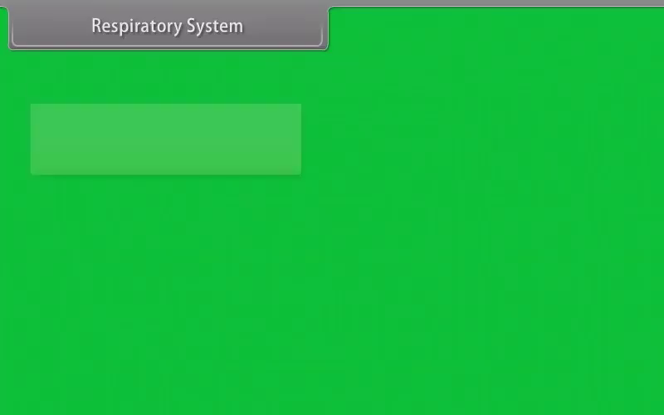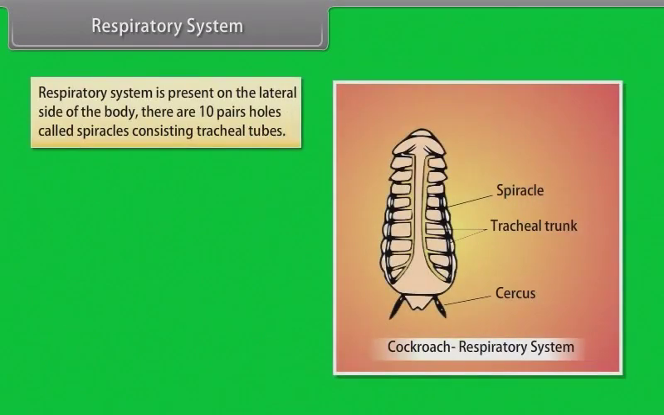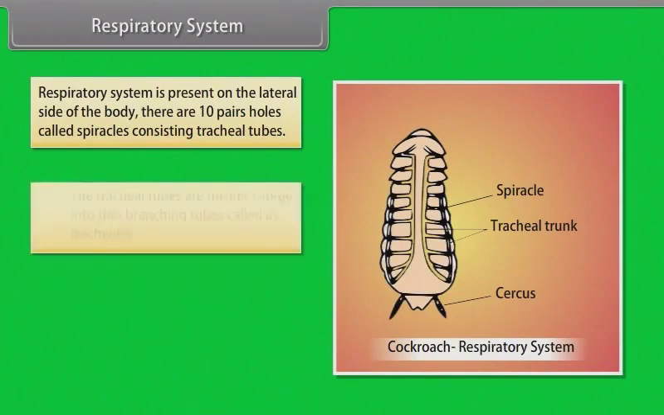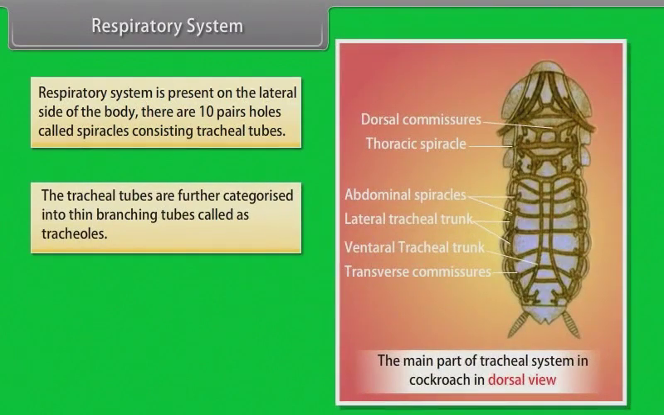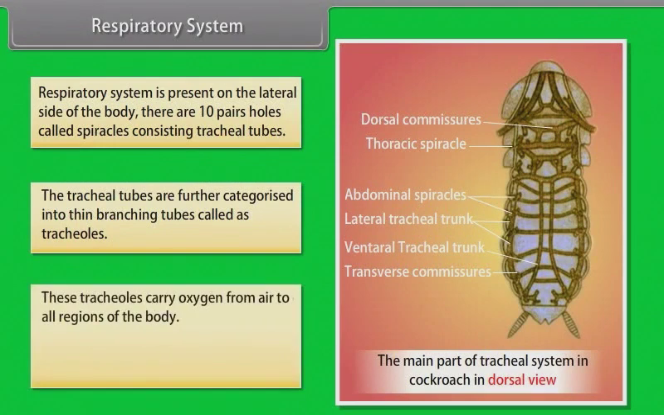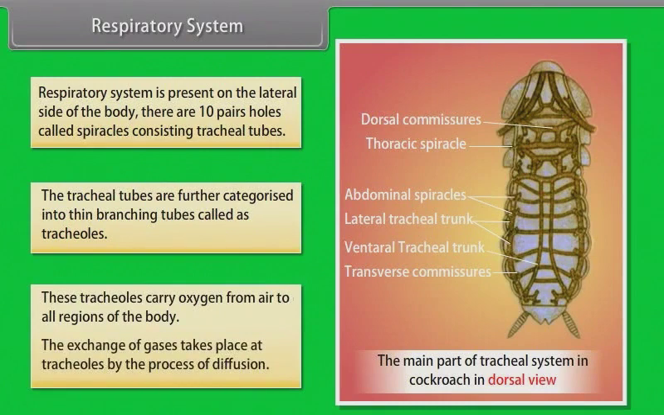Respiratory system. The respiratory system is present on the lateral side of the body. There are 10 pairs of holes called spiracles leading to tracheal tubes. The tracheal tubes are further divided into thin branching tubes called tracheoles. These tracheoles carry oxygen from the air to all regions of the body. The exchange of gases takes place at the tracheoles by the process of diffusion.